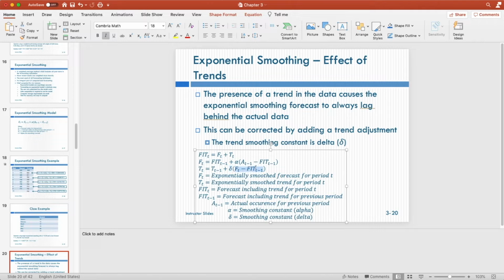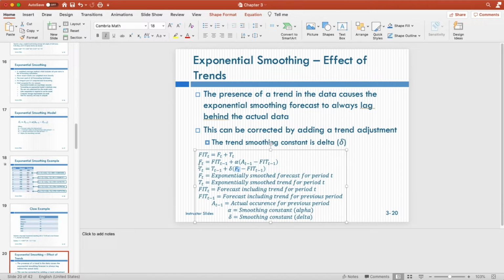times this difference. What is the difference? You already get Ft from the previous equation, right? Ft can be gotten within the previous equation. And you also have the forecast after incorporating trend in period t minus 1. If you calculate the difference times the sigma and then plus the trend in the last period, you will get the trend in the current period.